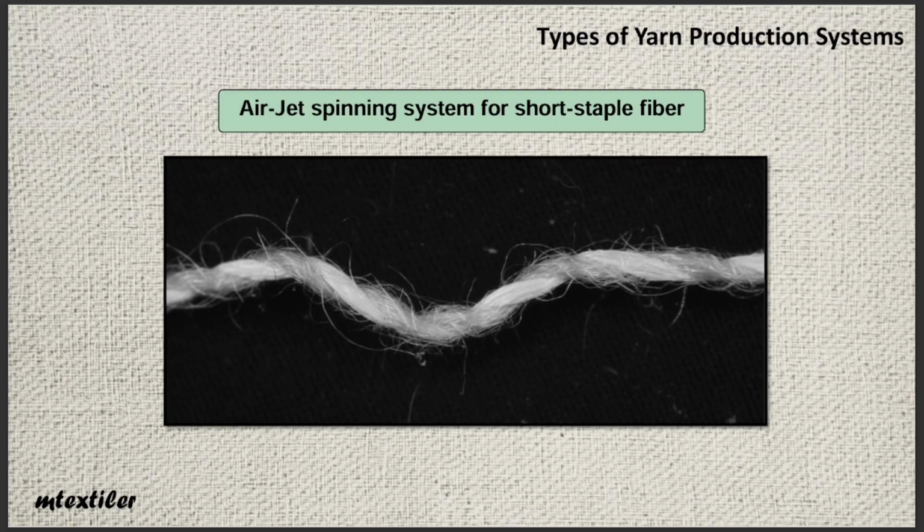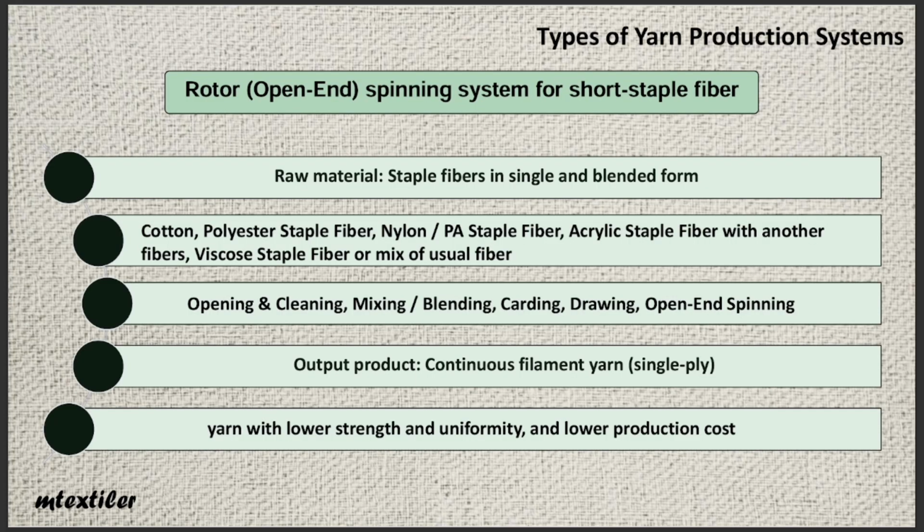In general, the strength of this yarn is lower than ring yarn, but air jet yarns have less hairiness compared to ring yarn. In this slide, we move on to the production process of the rotor, open-end, spinning system for short staple fiber, with features as follows.